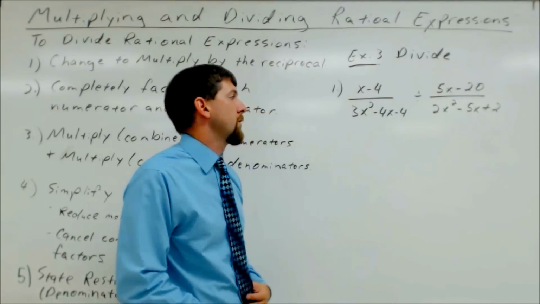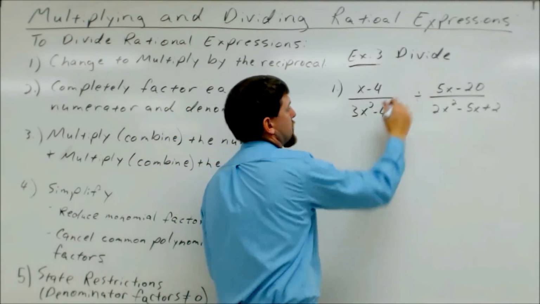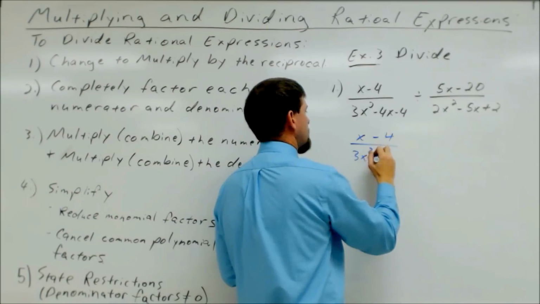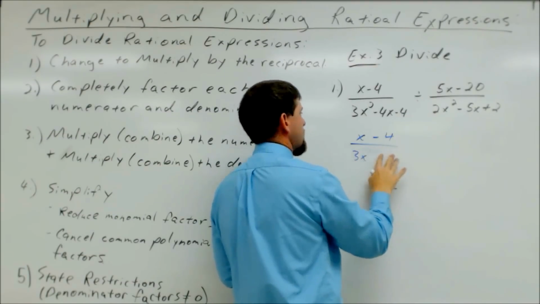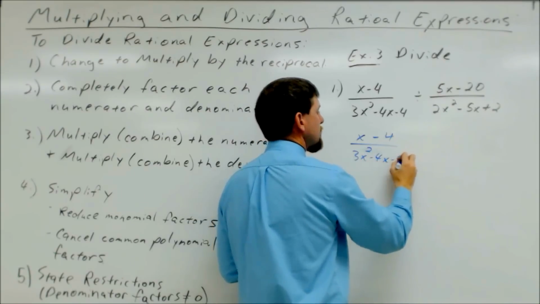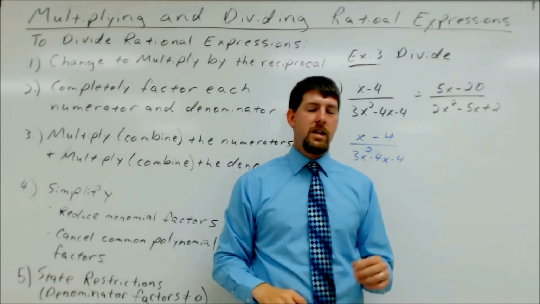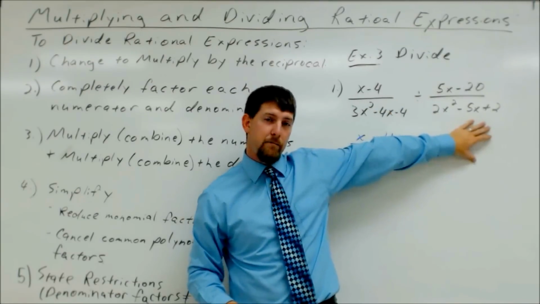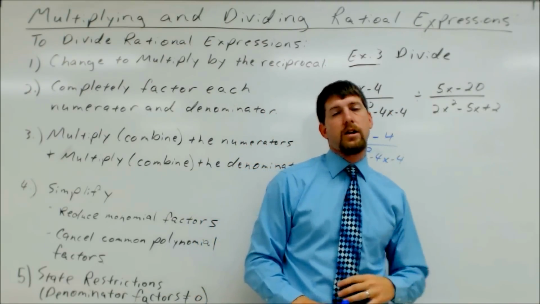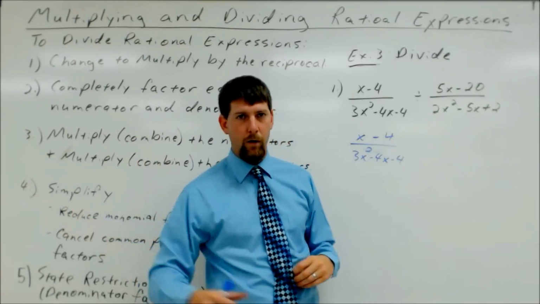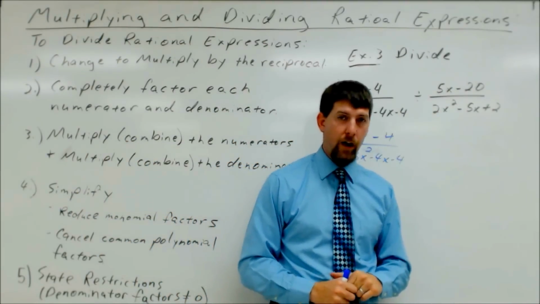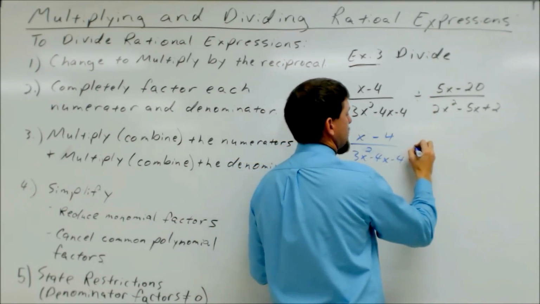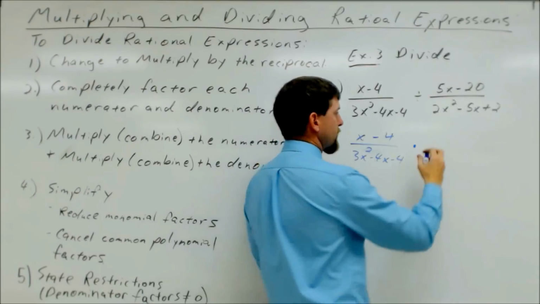So let's look at the example we have here. First step is always change it to multiplying by the reciprocal. A lot of people get confused. Do I flip both fractions? Do I flip the first fraction? Do I flip the second fraction? Listen to what it says. Instead of dividing by a fraction, well, which one are we dividing by? We're dividing by the second one. So instead of dividing by this second fraction, we multiply by its reciprocal. So it's always the second fraction that we flip over.